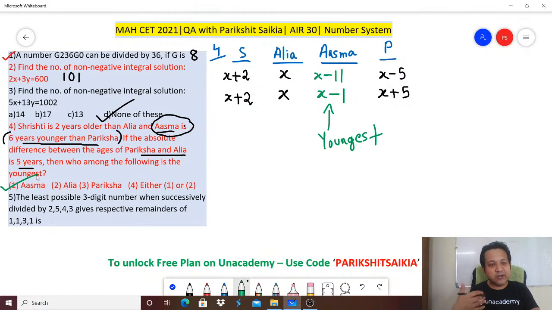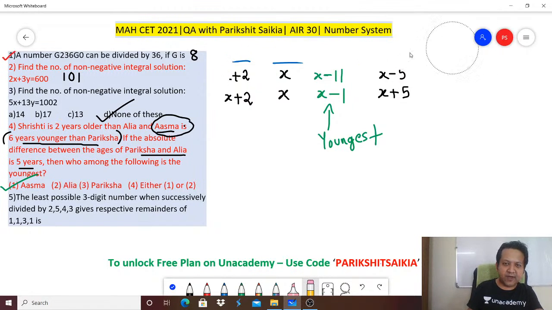So is there a difference from what you do in the CAT? Yes. In CAT, we talk about last 2 digits, Euler's theorem, last 3 digits, remainder theorem. In Maharashtra CET, they're not going to ask you such questions. They're going to ask you basic questions which can be solved within 30 to 40 seconds. Let's look at the last one.